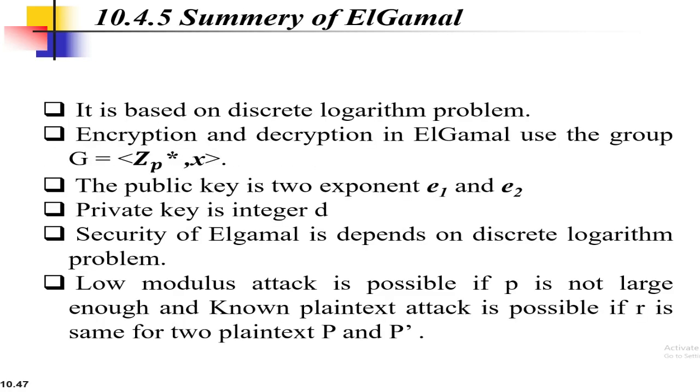Now come to the summary of the ElGamal cryptosystem. It is based on the discrete logarithm problem, and encryption and decryption in ElGamal use the group G, which belongs to Zp star. The public key is basically two exponents e1 and e2, and the private key is an integer d. The security of ElGamal is based on the difficulty of solving the discrete logarithm problem. Low modulus attacks are possible if p is not large enough, and non-plaintext attacks may be possible if r is the same for two plaintexts p and p dash.